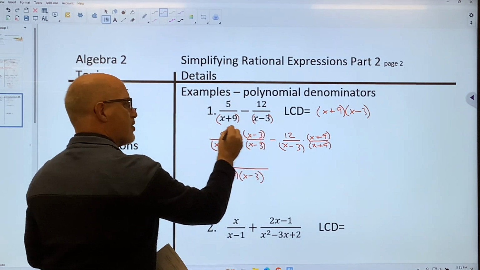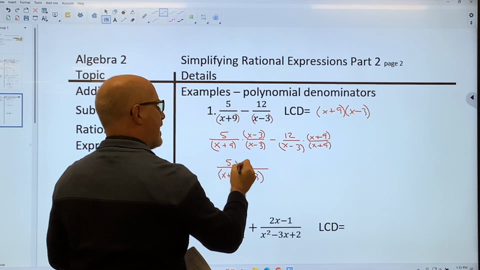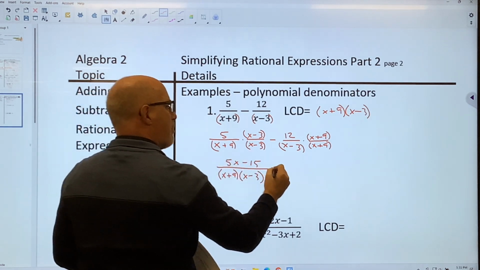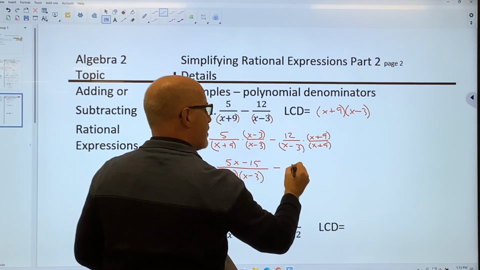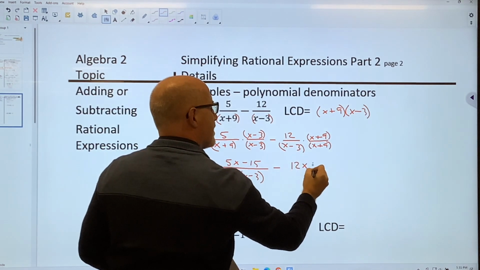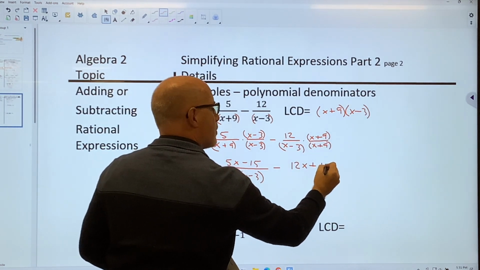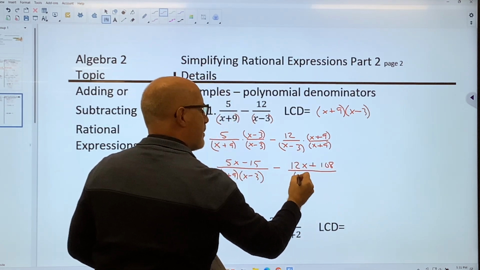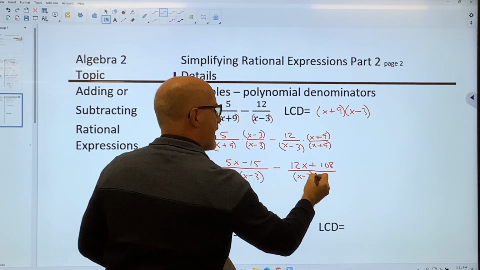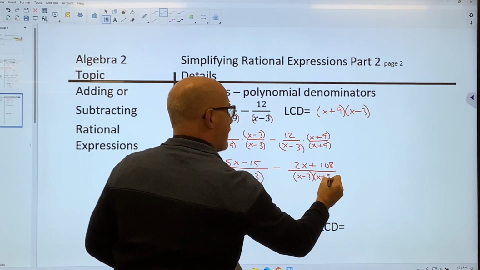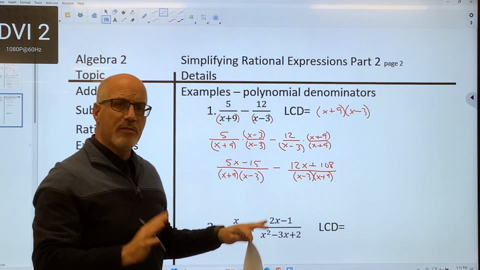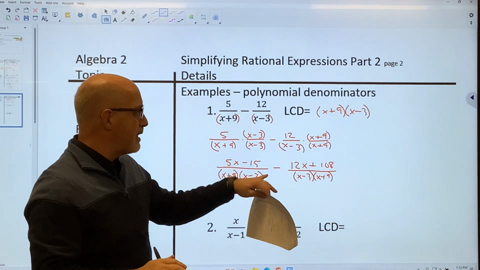Up here I'm going to distribute through the 5. I get 5x minus 15 for this numerator, minus, let's go ahead and distribute through in the numerator here, 12x. 12 times 9 is 108. All over my denominator, which is x minus 3, x plus 9. Now they're in a different order, that's okay. They're still the same denominator, so we can leave them in that order.